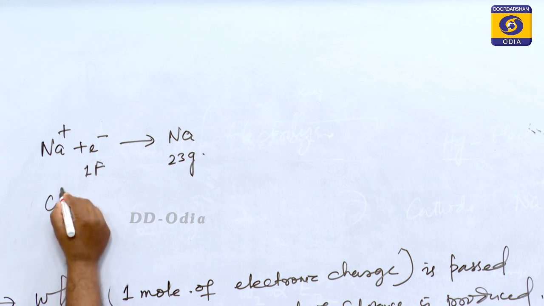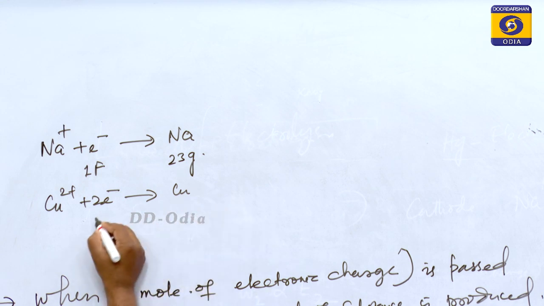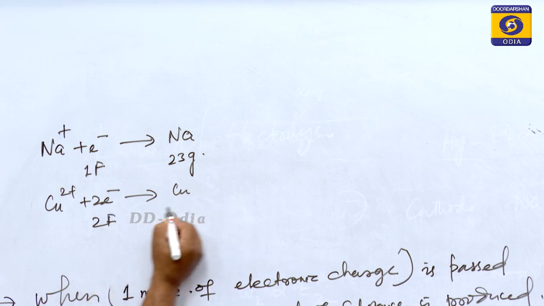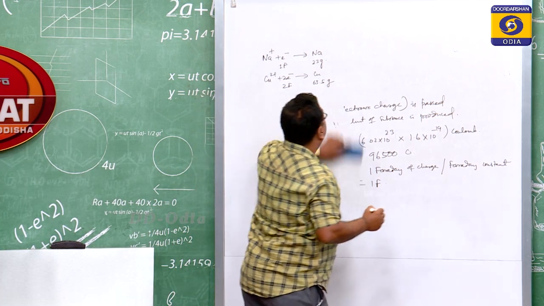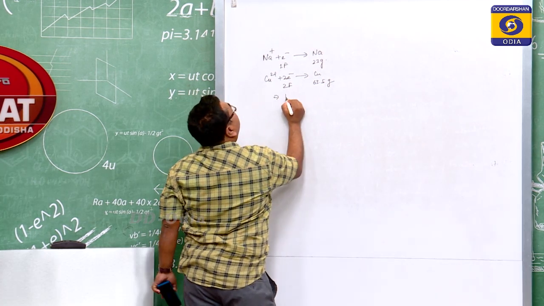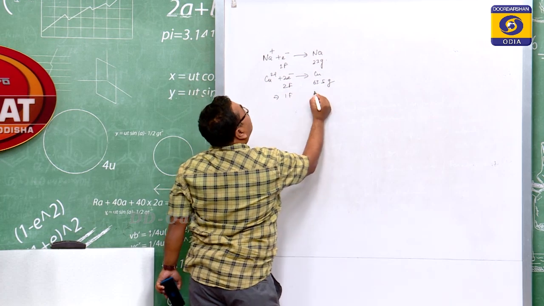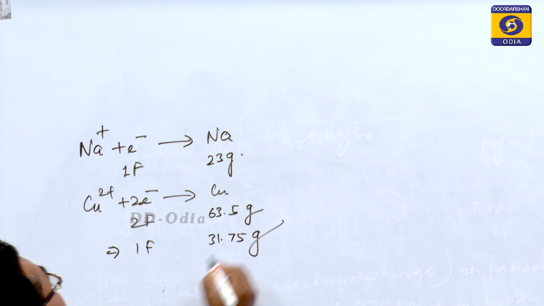Suppose I take copper. Here, 2 Faraday of charge will produce 63.5 gram of copper. If I reduce it to 1 Faraday, that is, if I use 1 Faraday in place of 2 Faraday, I will get half of this. So, this will be 31.75 gram.